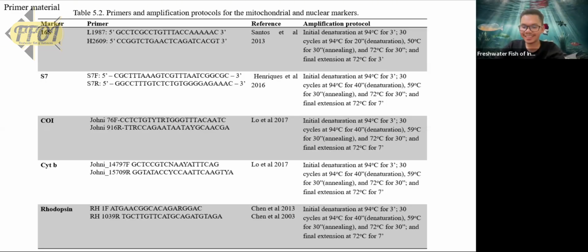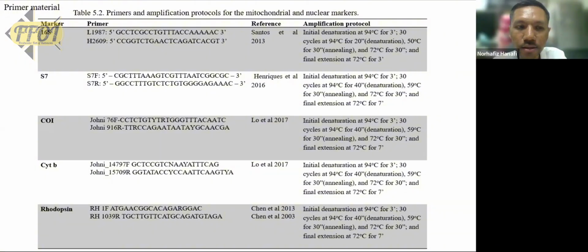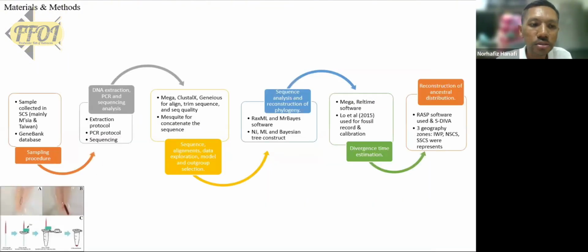Yeah. So you will use CO1. I recommend you use 16S and CO1. Okay. Untuk yang nuclear gene, you pakai rhodopsin. It's up to you. You can choose anyone. I have 5 set gene. Okay, so yang ni baru I will tell you the procedure.